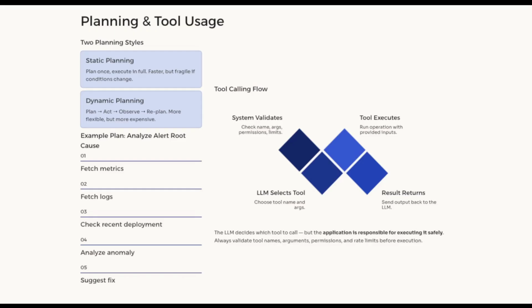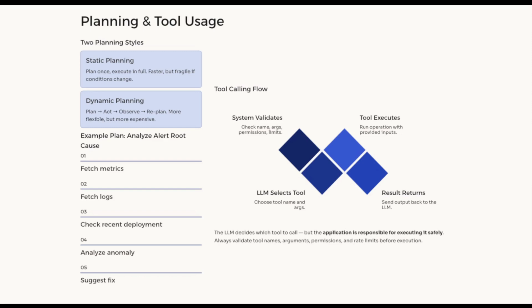The first important capability is planning. Planning means breaking a goal into smaller steps. For example, the goal may be to analyze an alert root cause. The plan could be fetch metrics, fetch logs, analyze anomalies, suggest a fix. There are 2 common planning styles. Static planning means the agent creates a plan once and then executes it. It is faster, but more fragile. Dynamic planning means the agent plans, acts, observes the result, and replans if needed. It is more flexible, but it increases latency and cost.